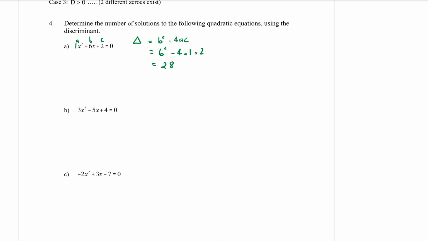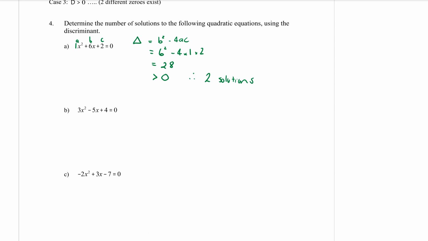Okay? The main thing is, is it less than 0, equal to 0, or greater than 0? This one is greater than 0. If it is greater than 0, that means it has 2 solutions, which means you have 2 x-intercepts if you're going to draw this. Okay? Now that is what we were asked to do for this question.